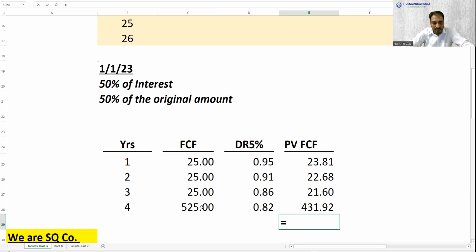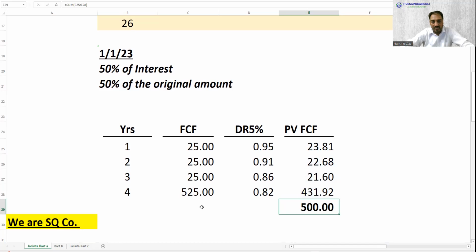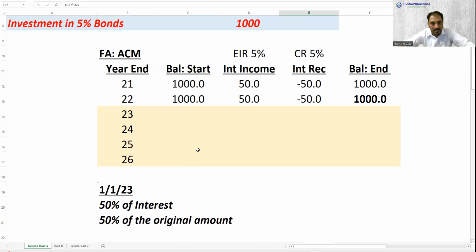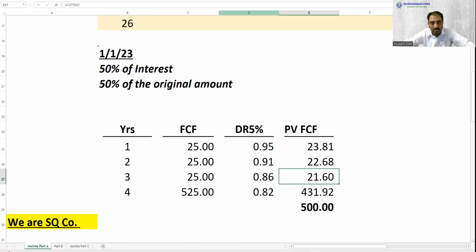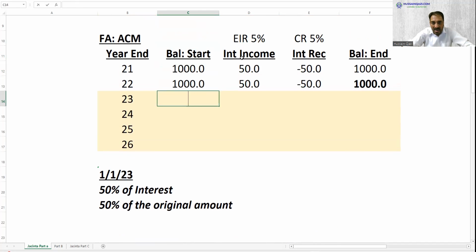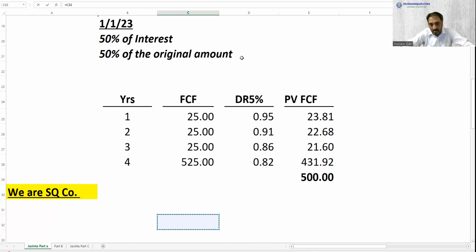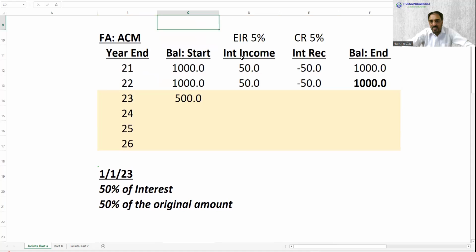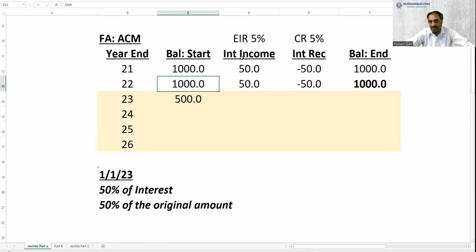Now calculate the market value. The market value is something about 500. It's about the present value of the future cash flow. It's about 500. So that means now the market value has become 500.